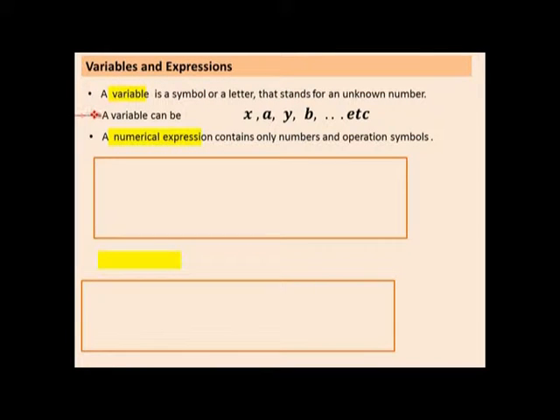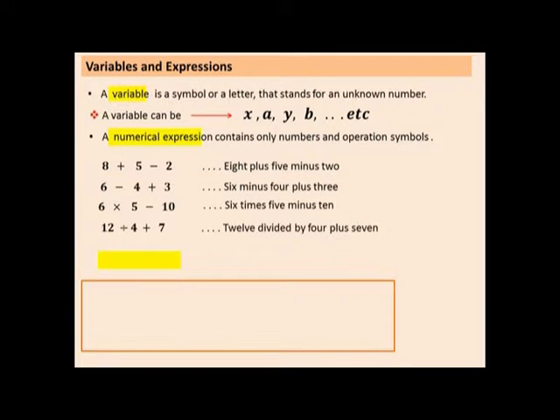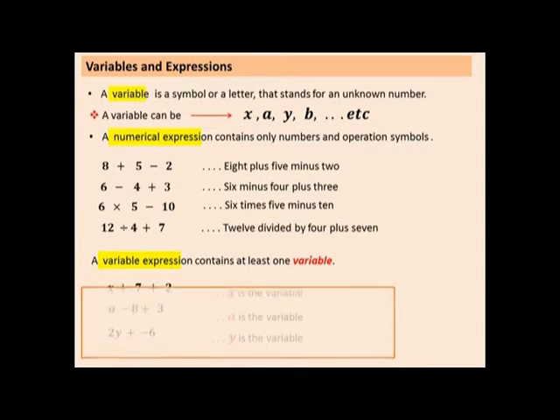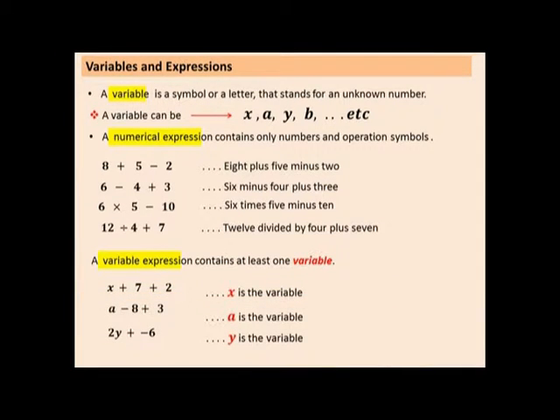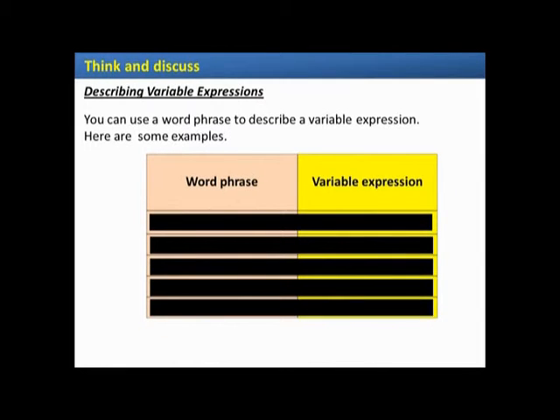Variables and expressions. A variable is a symbol or letter that stands for an unknown number. It can be x, a, y, b, etc. A numerical expression contains only numbers and operation symbols. For instance, 8 plus 5 minus 2. A variable expression contains at least one variable. In this case, it is x. X plus 7 plus 2.